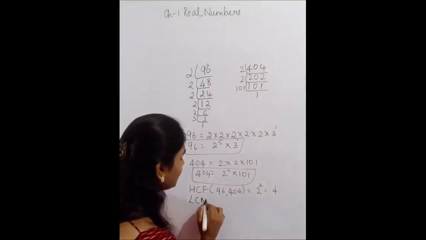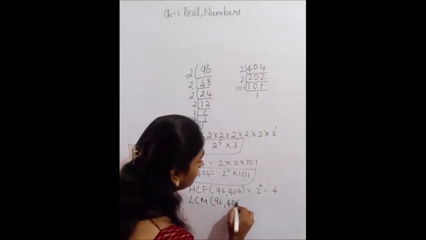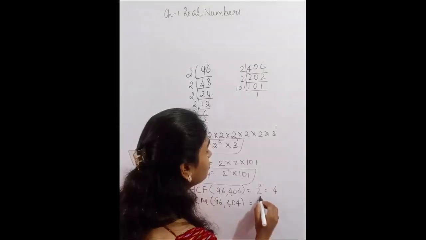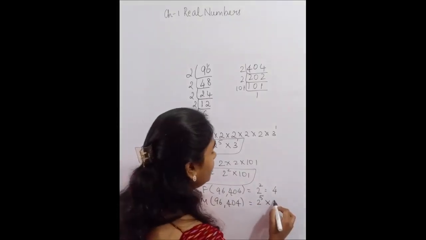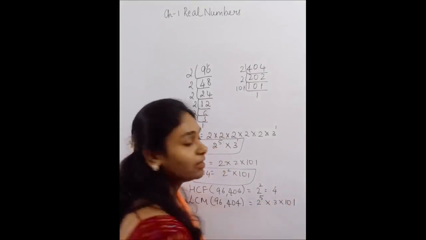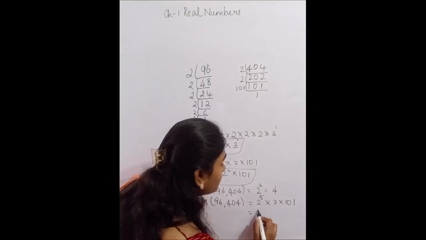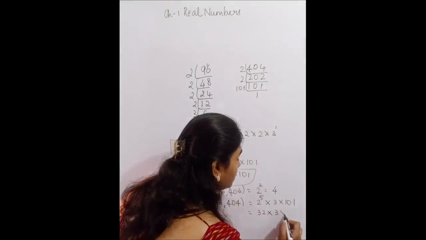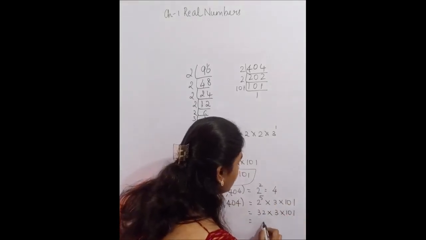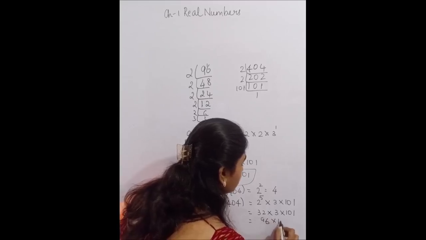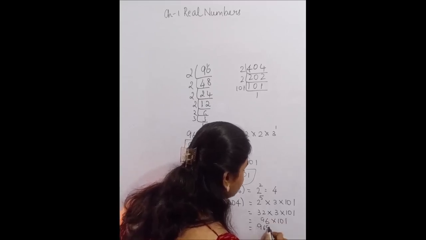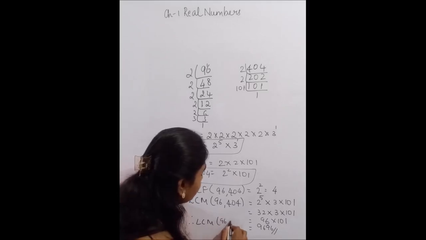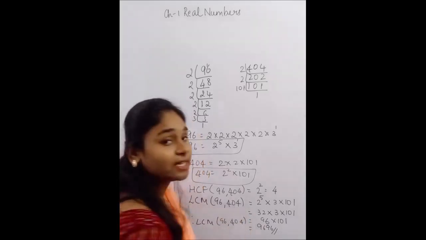Then what is LCM? LCM of 96 and 404: among the two, 2 is common again and the highest power of 2 is 5, and the left out is 3 into 101. So 2 power 5 is 32, which means you multiply 2 five times, into 3 into 101. This gives you 96 into 101, which is 9696. Hence LCM of 96 and 404 is 9696.